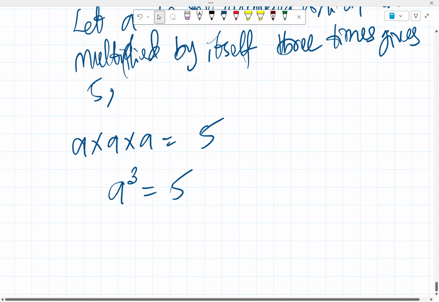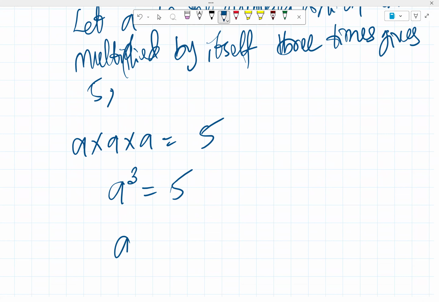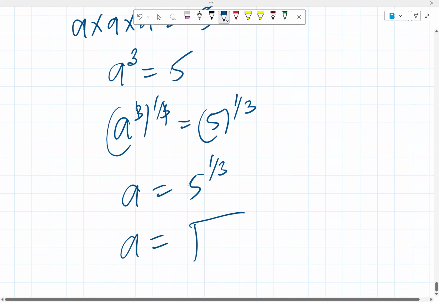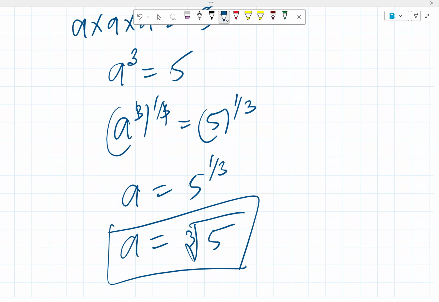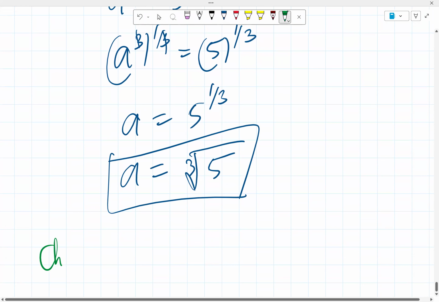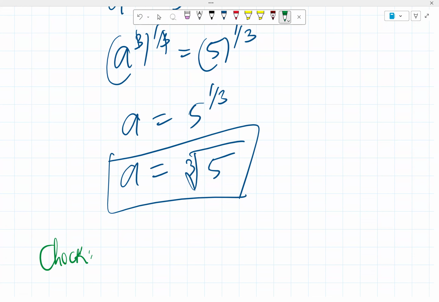To find that A, we need to get rid of the power. And to get rid of the power, you need to take the roots. So to get rid of A raised to power 3, one thing we need to do is to raise A to power 1 over 3 so that 3 can cancel 3. And then we have 5 raised to power 1 over 3 also. So A on its own now is 5 raised to power 1 over 3. And 5 raised to power 1 over 3 simply means the cube root of 5. So it means that it is the cube root of 5 multiplied by itself three times that will give us 5, basically.